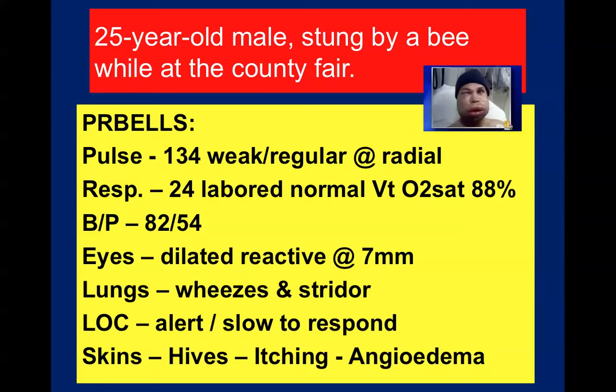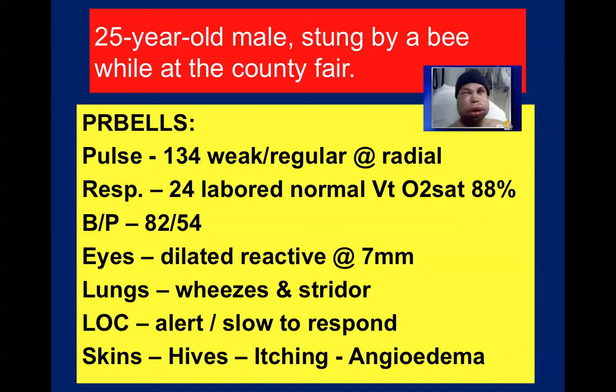This person right here, he was stung by a bee while at the county fair. Heart rate is as expected. It's 134, weak and regular. His breathing is labored. He's got wheezes and stridorous sounds. He's got stridor in the upper throat, and wheezes in the lungs. Blood pressure is low. He's a little slow to respond due to the hypoxia.